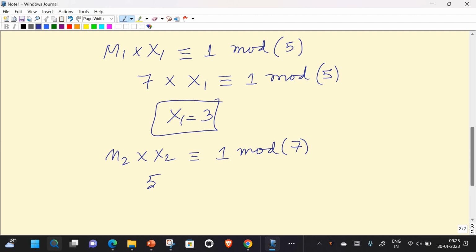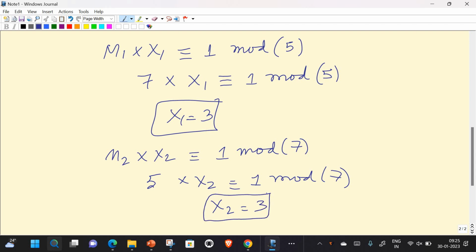So 5 into x2 mod of 7. Can you give me a value of x2 for which this is satisfied? It's 3. So the same way, you just have to plug in the data and find out the value for any particular x3, so we have x2 as 3.